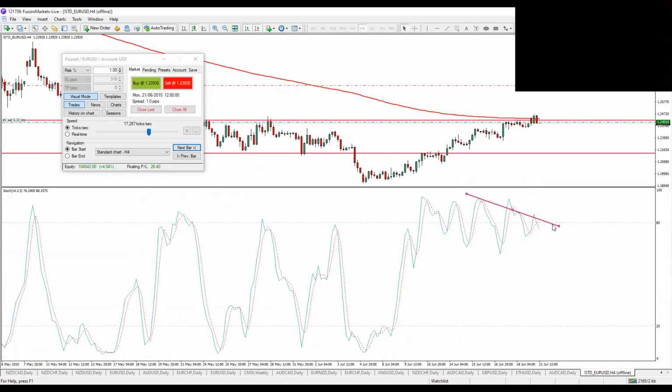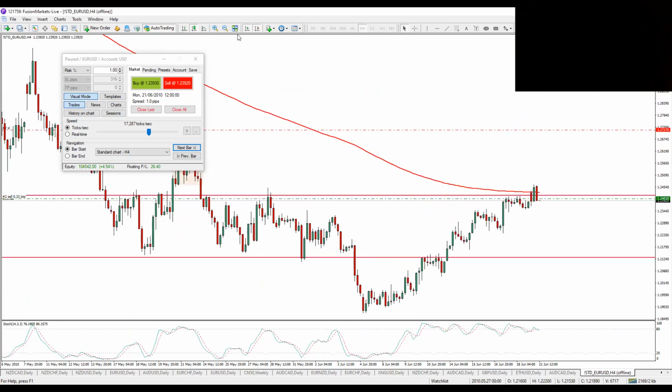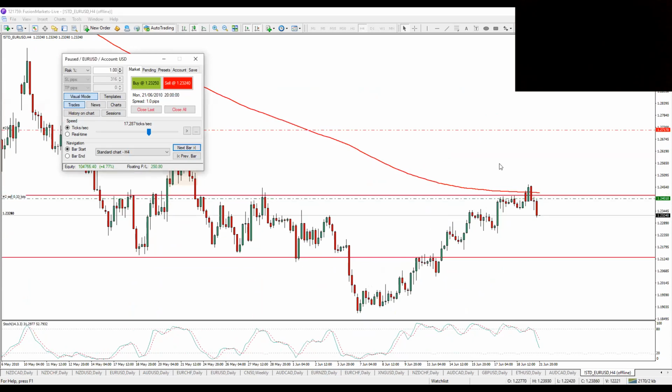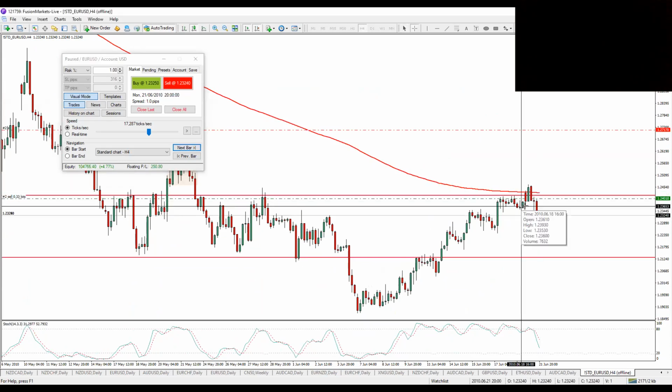Divergence happens when you've got price in an area of resistance making equal highs, however you get lower highs on the stochastics. See what happens. So that is a potential entry right through there.